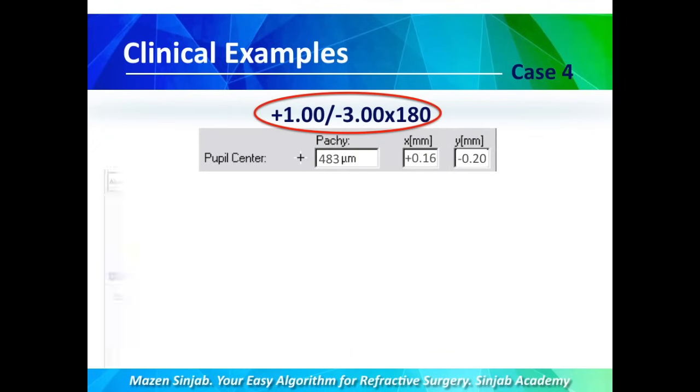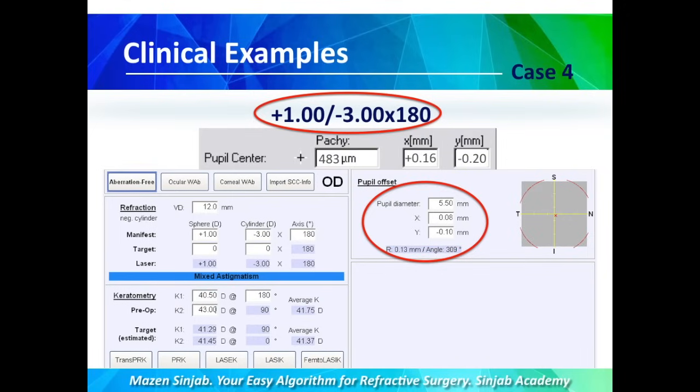Now, since the case is mixed astigmatism, we have a plus component, and in addition to this, we have above -2 cylinder, so we have to consider pupil offset. So we input half the X and Y coordinate values. We have to input them in the machine in order to decenter the ablation profile, and don't forget to decenter also the flap creation.